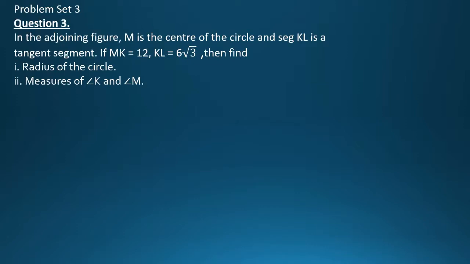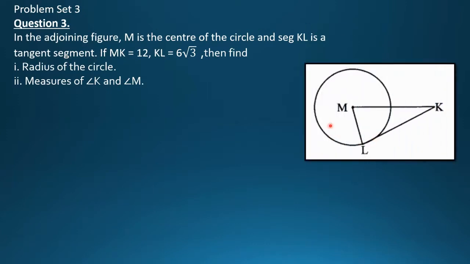Question 3 of problem set 3. The question states, in the adjoining figure, M is the center of the circle and segment KL is a tangent segment. If MK is 12, KL is 6 root 3, we have to find the radius of the circle, and second, the measure of angle K and angle M.